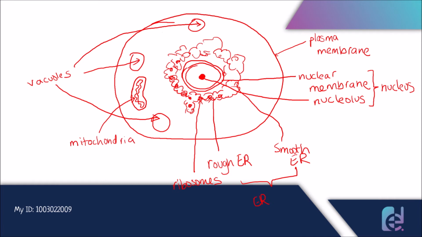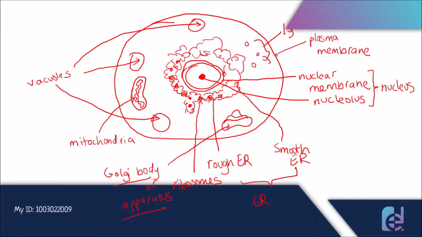The last two things we need are the Golgi apparatus. It's also sometimes called the Golgi body, or you can also simply say apparatus. They're the same thing. Either you say Golgi body or Golgi apparatus. And then lastly, we have our lysosomes, the cleanup crew of the cell. We have lysosomes. So this is the brief diagram of an animal cell.